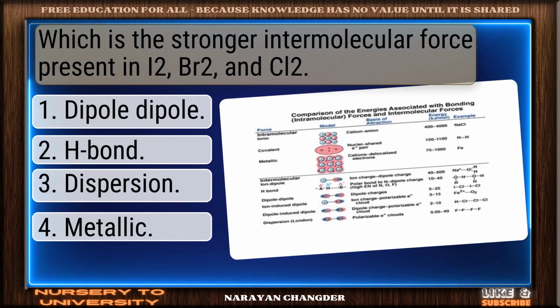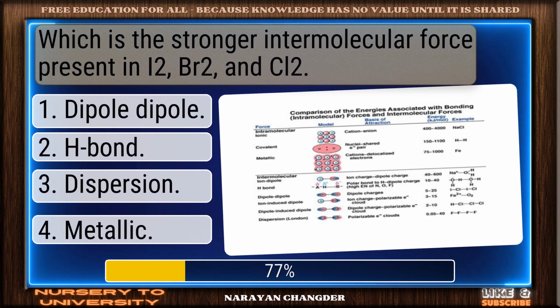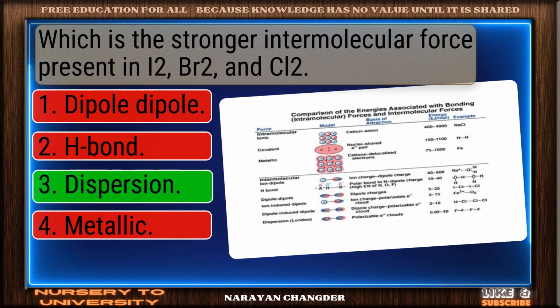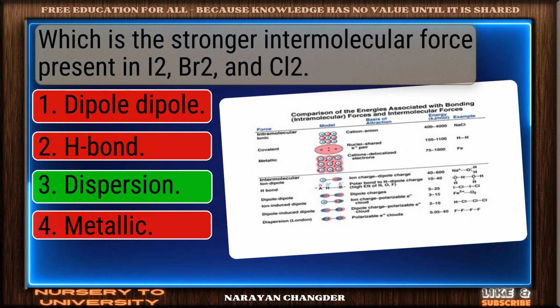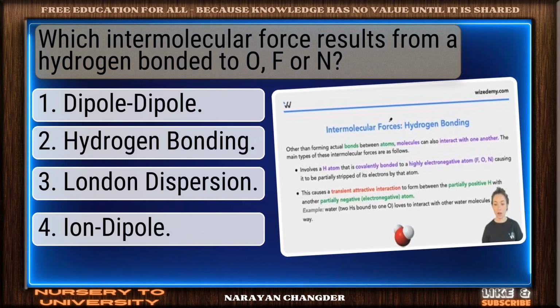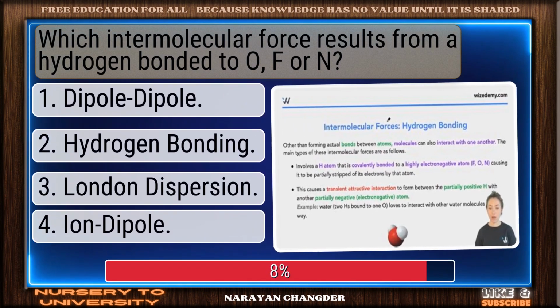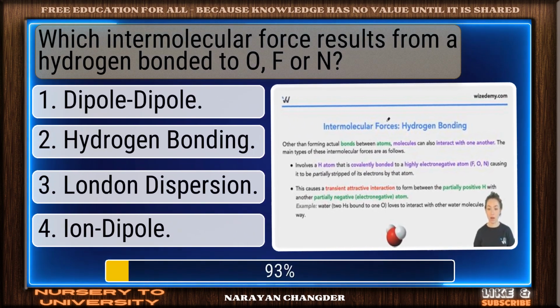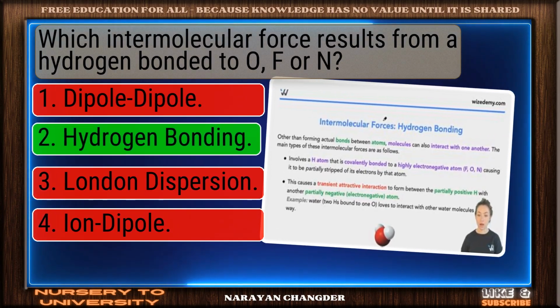Which is the strongest intermolecular force present in Br2, Cl2? Clear logic. Your choice, dispersion, is sound and 100% true. Which intermolecular force results from a hydrogen bonded to O, F, or N? Strong choice. Hydrogen bonding is the right answer.